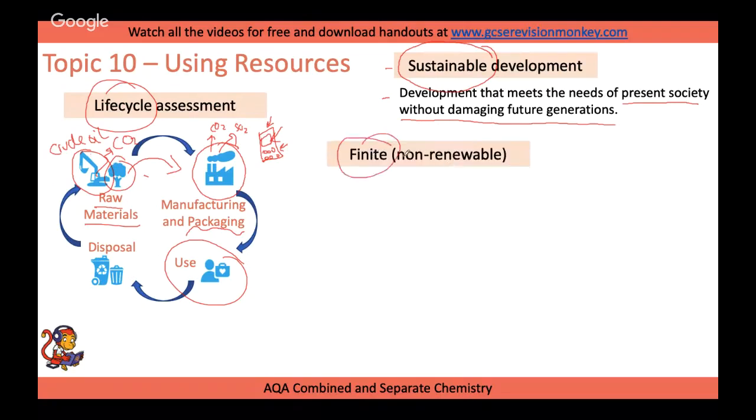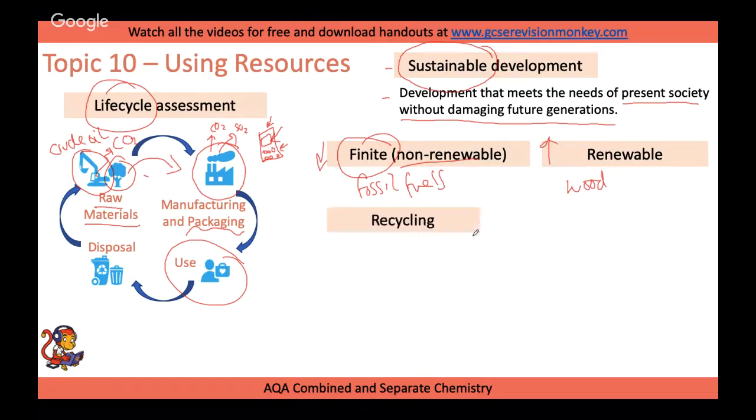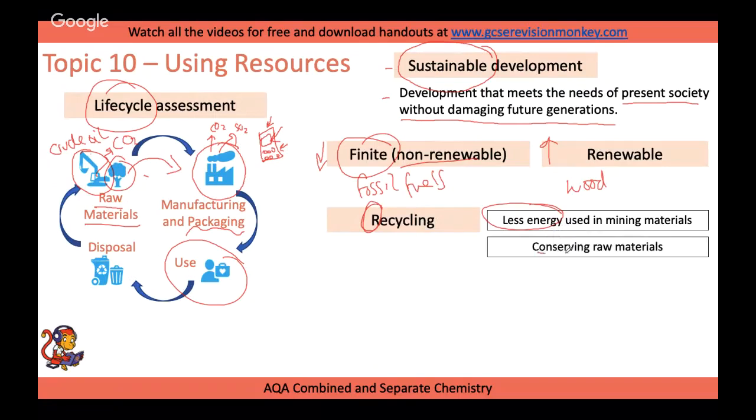In chemistry, they use the word finite to describe non-renewable resources like fossil fuels. And in terms of making products and things, renewable resources would be things such as wood and timber that we can replace. So if we're looking for sustainable development, we're going to want to reduce the finite resources that we're using and try and increase the renewable resources. And we want to try and do recycling as much as we can, because recycling means that less energy is used because we're not having to mine and dig for new materials. We're conserving the raw materials that we've got, which makes it more sustainable.